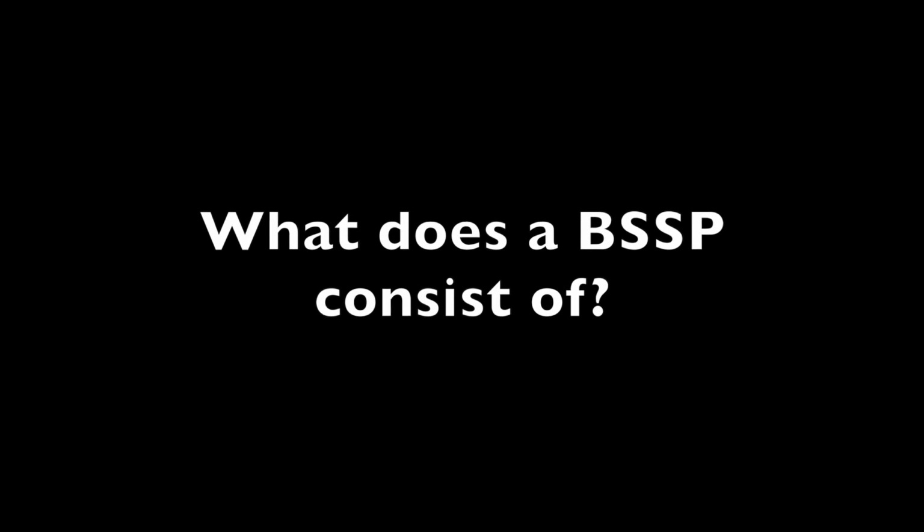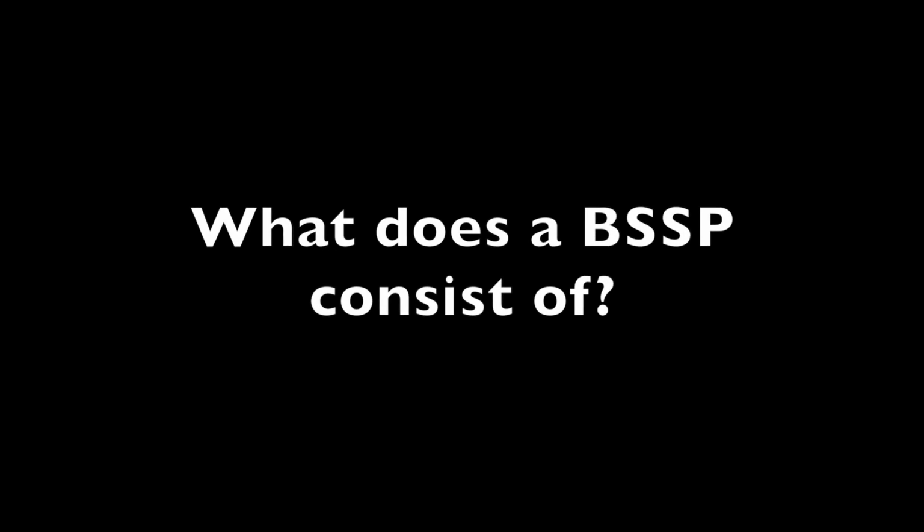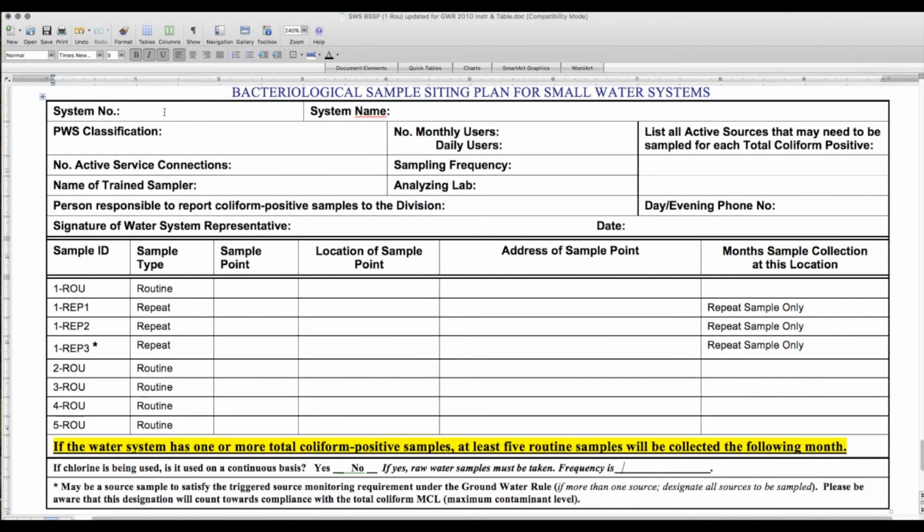The bacteriological sample siting plan is made up of two components. One, a map of the water system, and two, a form that identifies the sampling points within the distribution system. Prior to viewing this video, you should have received a guidance for completing bacteriological sample siting plans. At the end of that guidance is a form that looks similar to the one on the screen in front of you. A digital copy of this form can also be provided by the district office. Let's begin by completing the bacteriological sample siting plan for our water system.